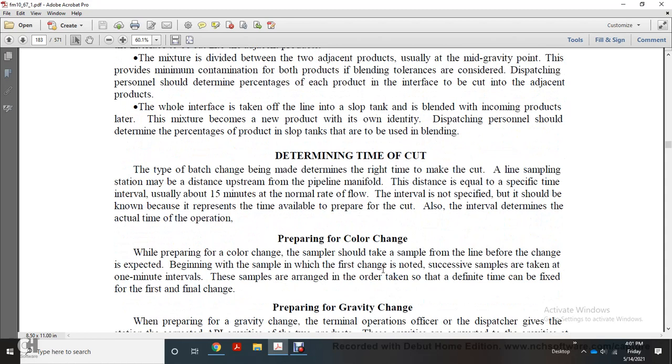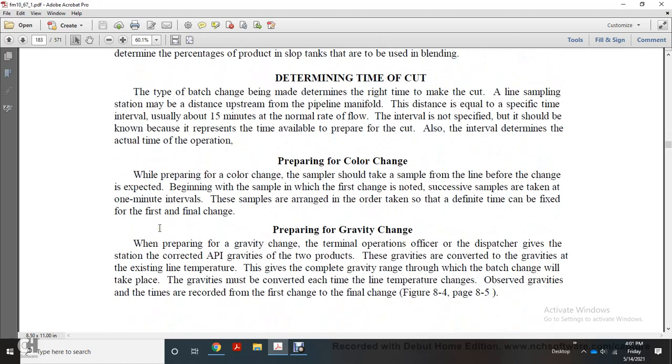Terminating time of the cut. The type of the batch change may determine the right time to make the cut. The line sampling station is located upstream of the pipe manifold at a distance equal to a specific time interval, usually about 15 minutes at normal flow rate. The interval is not specified, but it should be known as representative of the time available to prepare the cut. The interval also determines the actual time of operation.